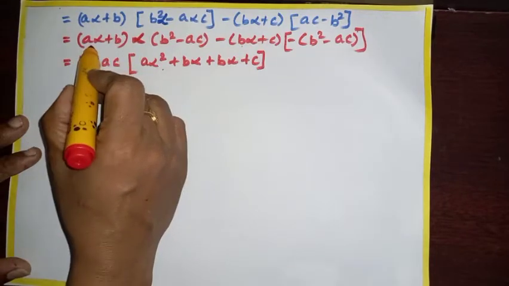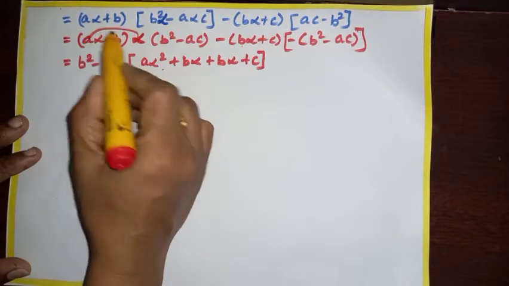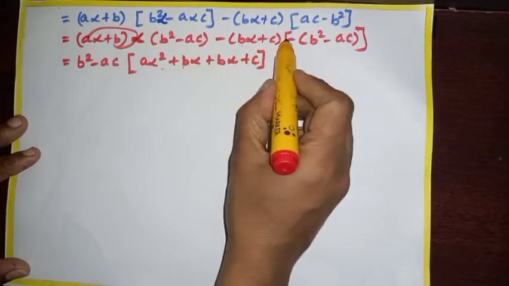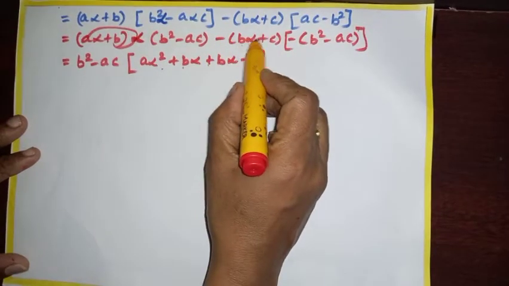Then we have A alpha plus B into alpha is A alpha square plus B alpha. Minus and minus will become plus, B alpha plus C.